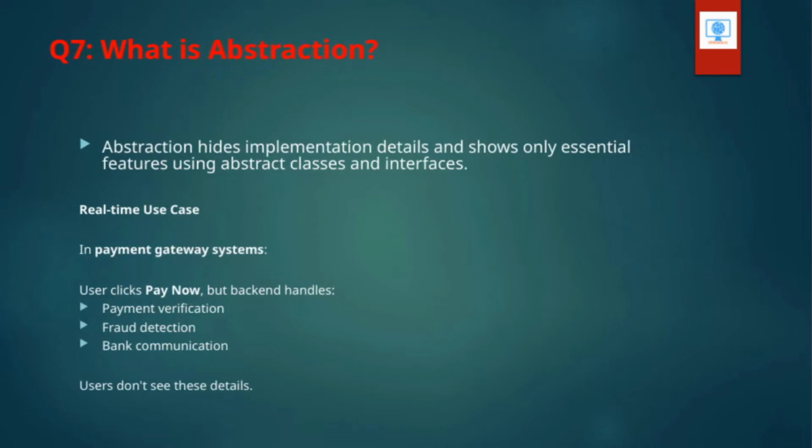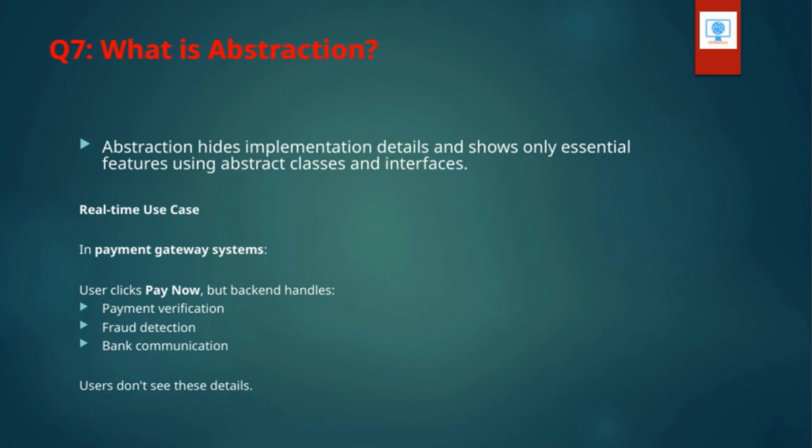So, let's talk about abstraction. Abstraction is all about hiding the implementation details and showing only the essential features. Think of it as a way to simplify complex systems. We often use abstract classes and interfaces to achieve this. They allow us to define what needs to be done without getting into how it's done.